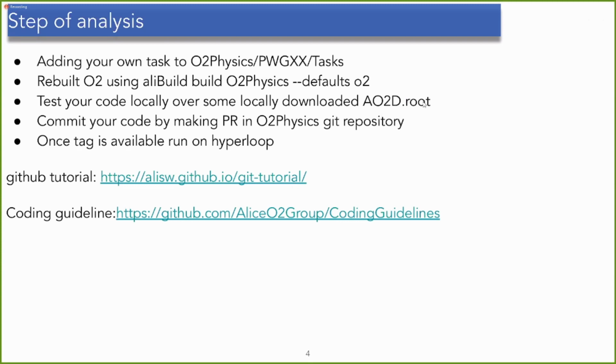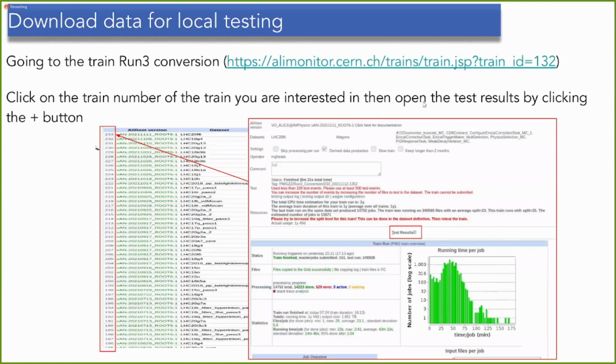Now let's first start with the AO2D data. How can we download this AO2D data? In your Lego train, if you go to the train called Run 3 conversion, where we are now doing this conversion from run 2 data to run 3 data in order to make an analysis framework and validate it.